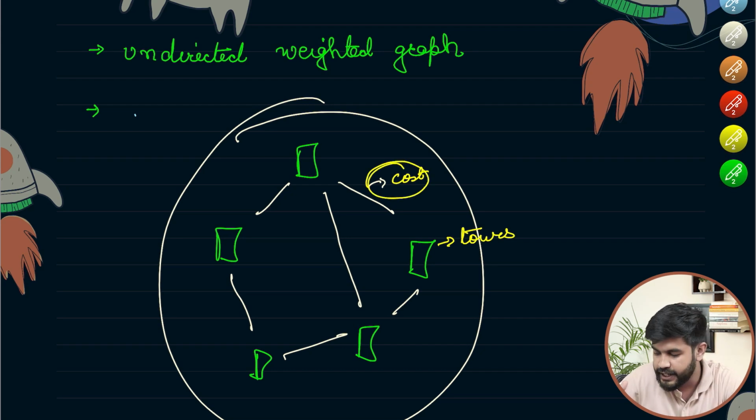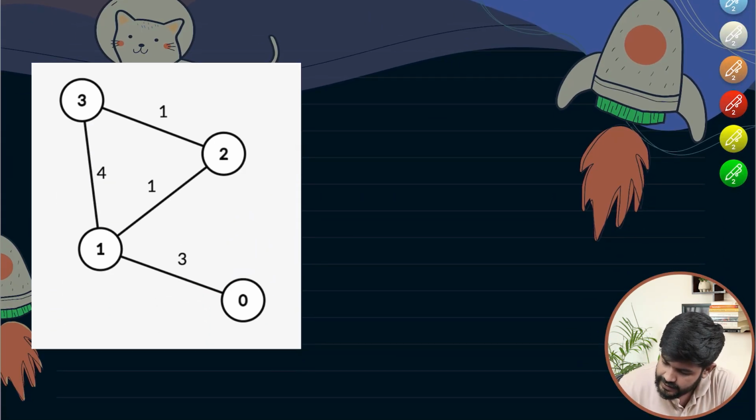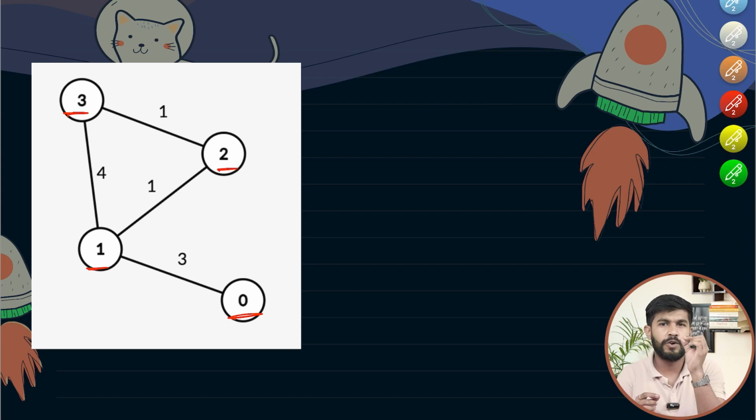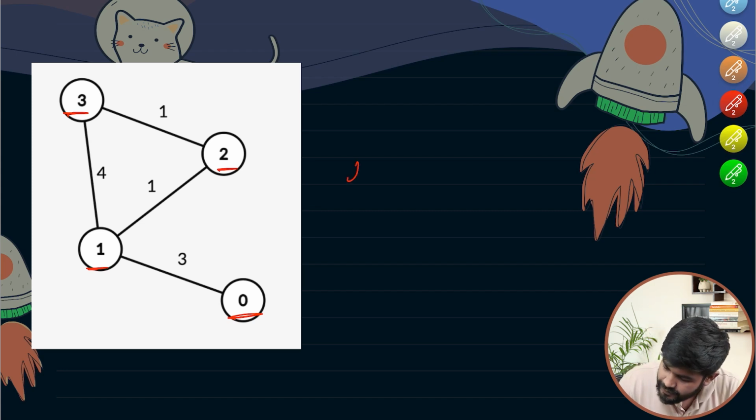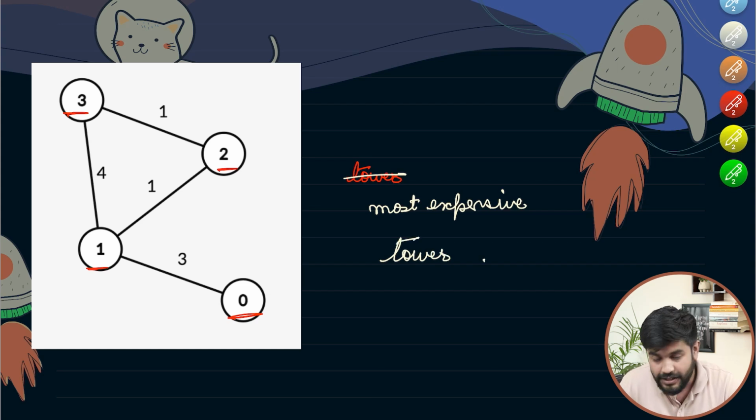We have a cost associated with each path, that if we travel that path we would have a cost like this. So let's say this is tower 2, this is tower 3, tower 1 and tower 0, and these are the different paths we have and these are the costs associated. Okay, this is the map of a society. Now what the problem is asking is the tower which is the most expensive tower. What do I mean by that?